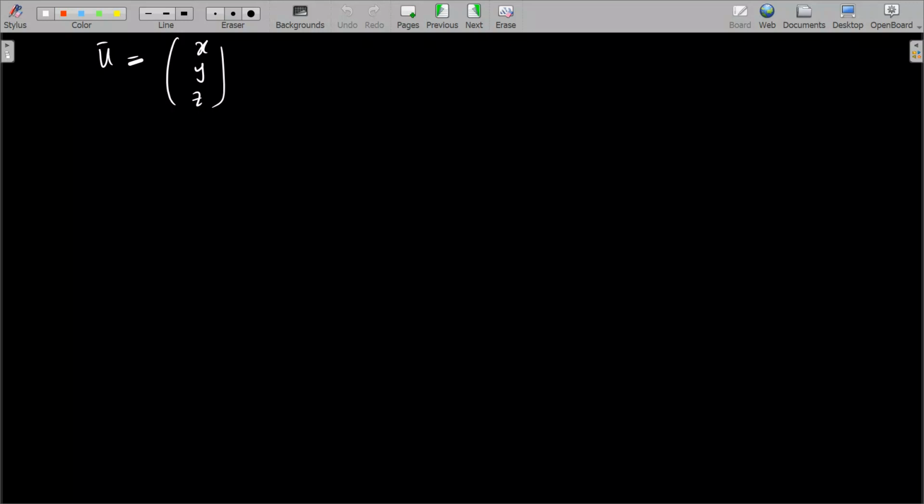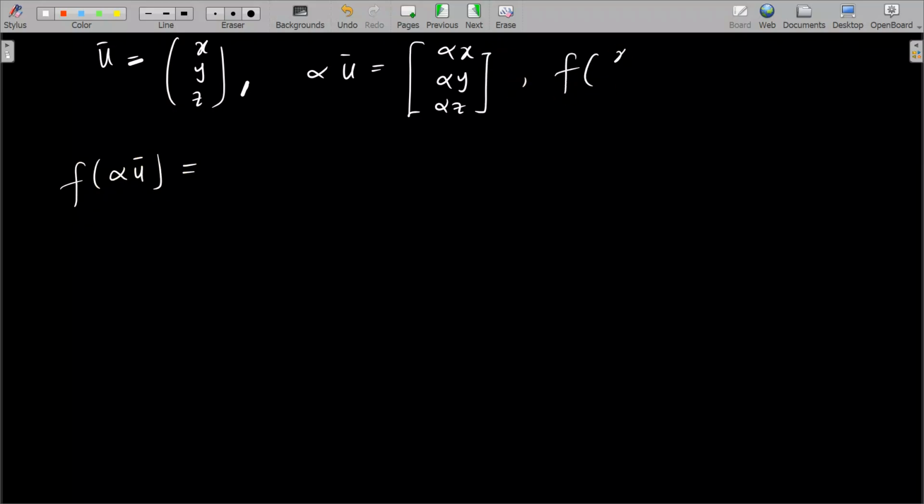Okay, so having this, what is alpha u? If you have a vector and you multiply that by alpha, it's going to be alpha x, alpha y, alpha z, right? What is f of alpha u? Remember, f is defined to be 3x minus 2y plus z, right? So it's going to be f of alpha u, which is alpha x, alpha y, alpha z.